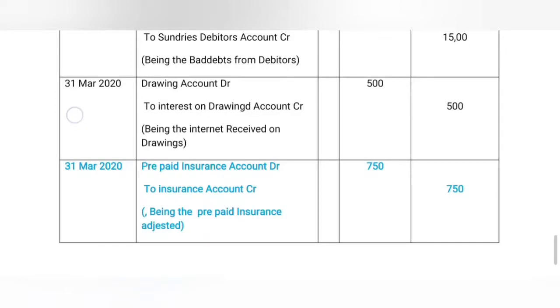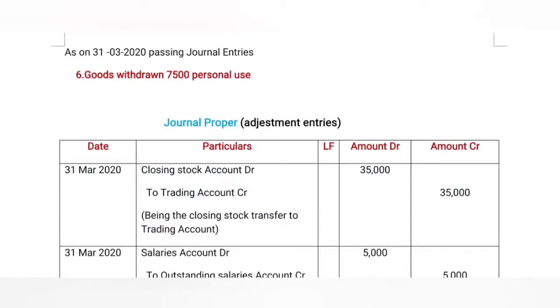Now we are going to another entry. Now coming to the sixth transaction, it is goods withdrawn from business for personal use, rupees 7,500. Here we already know about drawings. It is related to drawings. Why? Because of personal use. Here the person is drawing an amount or any other thing from the business for personal use, and it is considered as drawings. It is a personal account, and a personal account is debit.